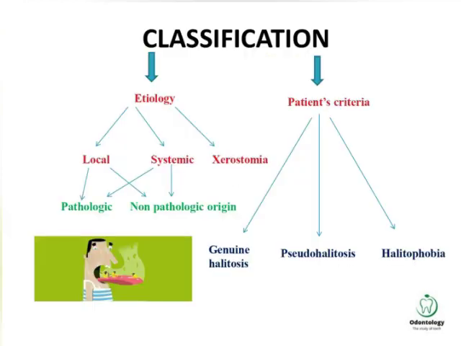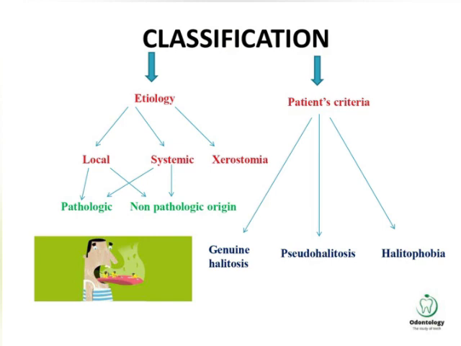Moving on to the classification. It is classified based on etiology and patient criteria. Based on etiology, it may be local or systemic, and xerostomia also causes halitosis. Local and systemic factors include two origins, that is pathologic and non-pathologic. Based on patient's criteria, it includes three types, that is genuine halitosis, pseudo-halitosis and halitophobia. Let us discuss each factor in detail.